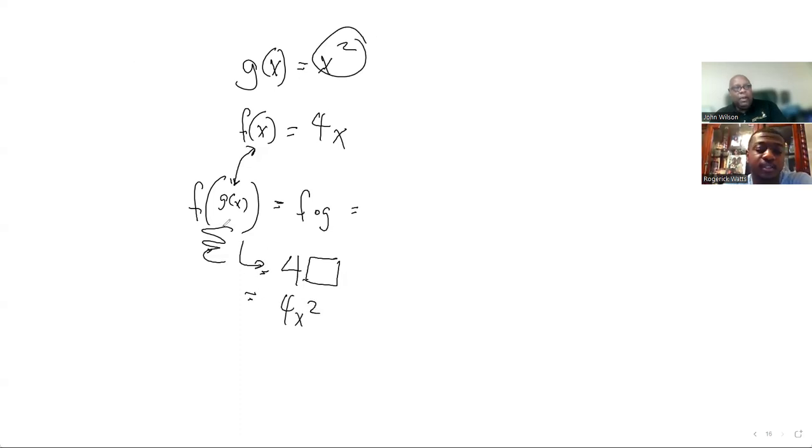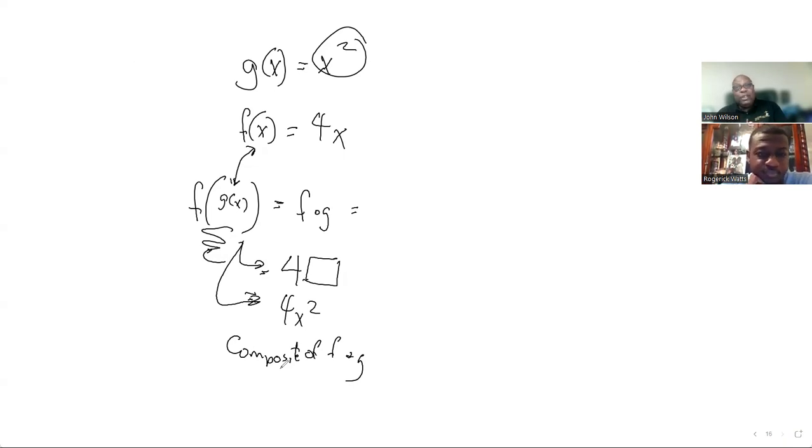What you have here at the end of the day, Roderick, is a composite of f and g. You've combined f and g like a hybrid. And that's what's going on in that derivative problem.